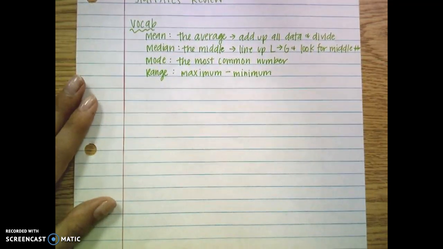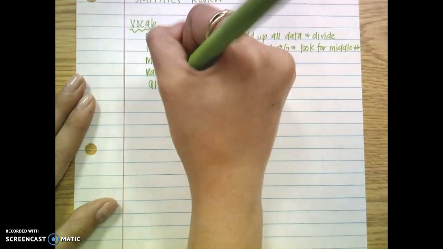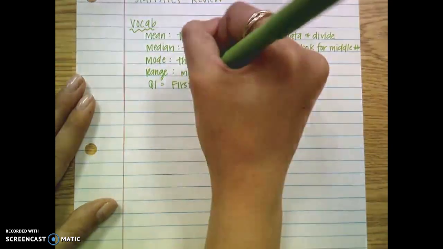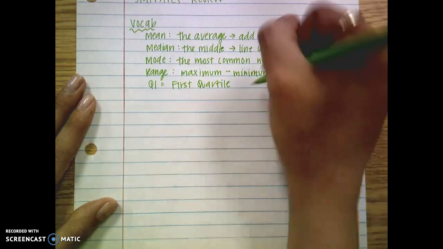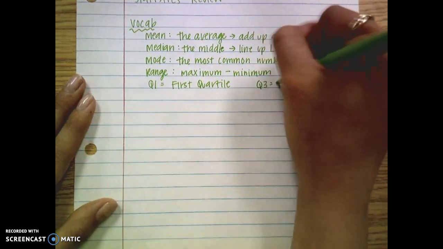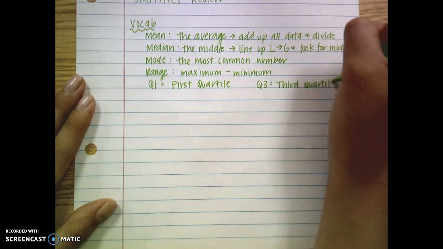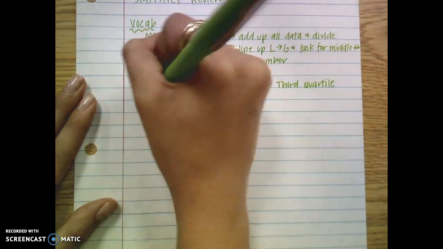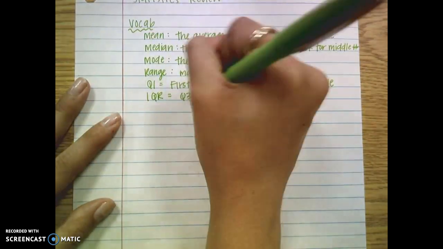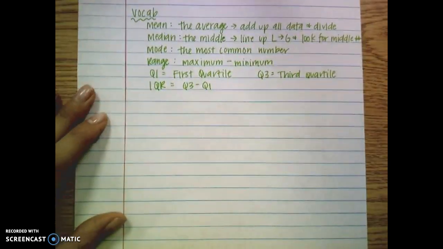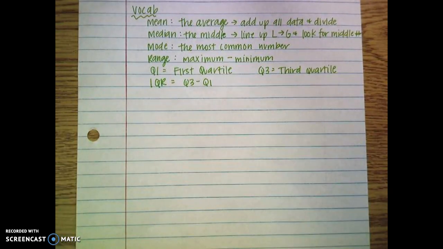Couple extra words that we're going to use today. Q1 is the same thing as our first quartile. Q3 is the same thing as our third quartile. And our IQR equals Q3 minus Q1. We're going to do some quick practice with those last 3 words.